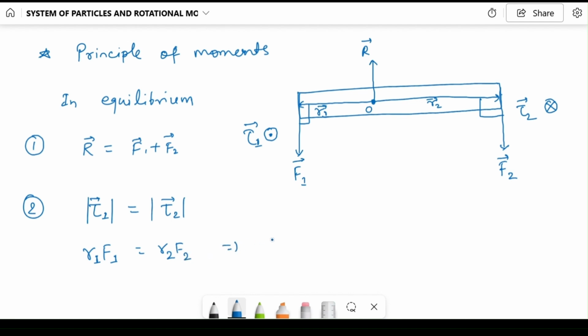And then we can find out a special relation here. F1 by F2 equals R2 by R1. And this ratio is known as mechanical advantage.